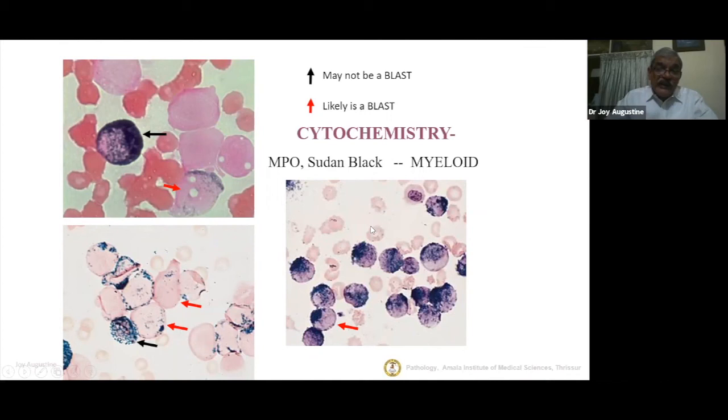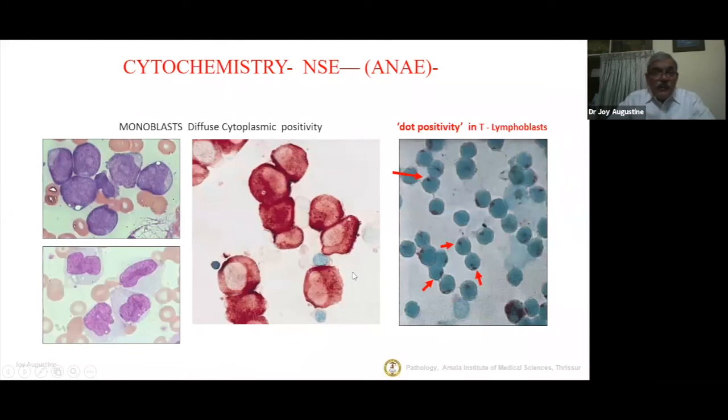But you never know, you have to compare it with the morphology also. This is very, very important. The morphology may look like a blast cell, and then you have this positivity, you have to call it a myeloblast. Now you have the monoblasts, diffuse cytoplasmic positivity that you see in the monoblasts in ANAE. And also this is a smear, the picture showing the lymphoblasts which are showing the dot positivity when you do the ANAE. So this can be a useful diagnostic feature. The T lymphoblast will show the dot positivity.